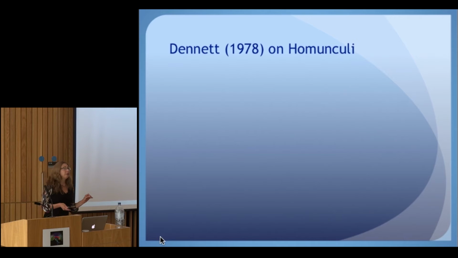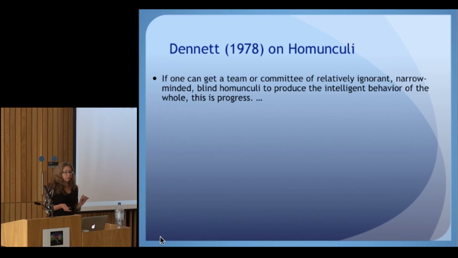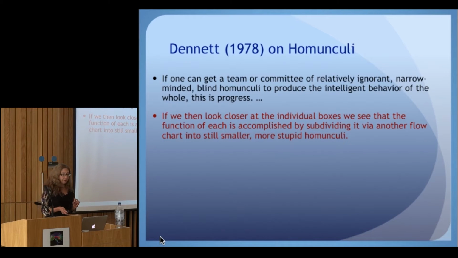Okay, and Daniel Dennett has a very similar picture of homuncular explanation as well. If you can get a team or committee of relatively ignorant, narrow-minded, blind homunculi to produce the intelligent behavior of the whole, this is progress. If we then look closer at the individual boxes, we see that the function of each is accompanied by subdividing it via another flow chart into smaller, more stupid homunculi, right? So he's imagining a nested bunch of homunculi: there's the big man, and nested within that are the little men, and nested within each of those little men is another little man, and so forth, right?